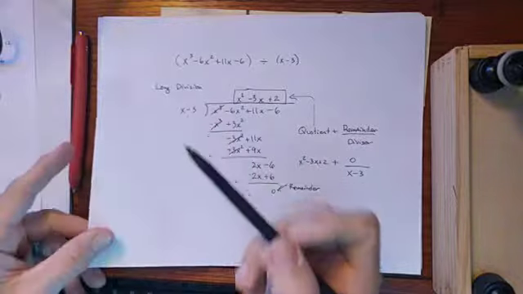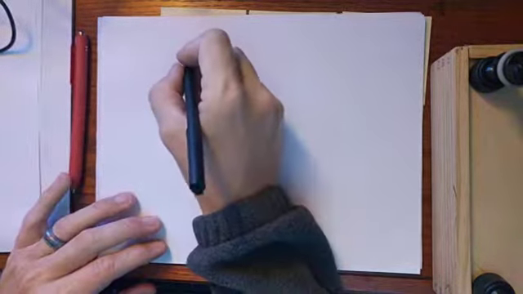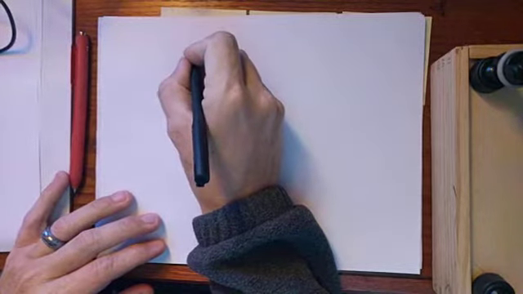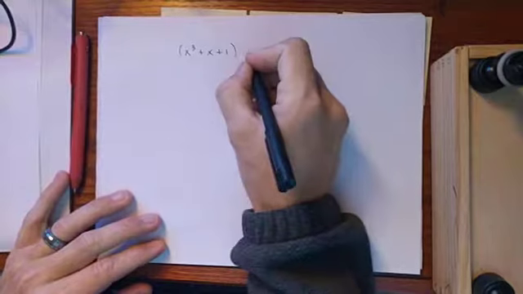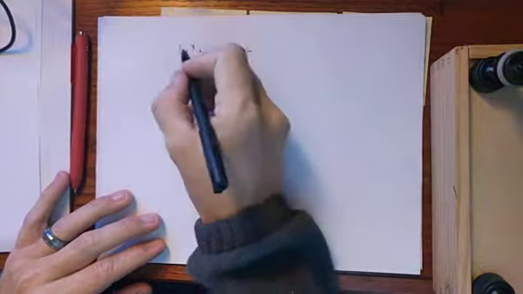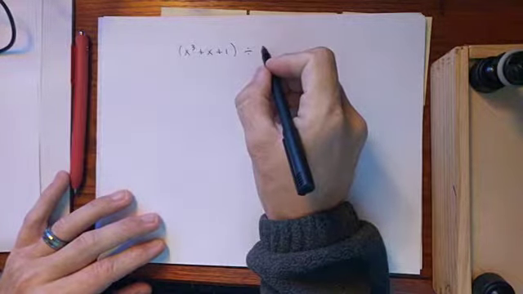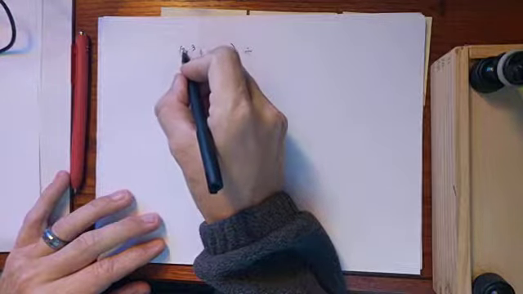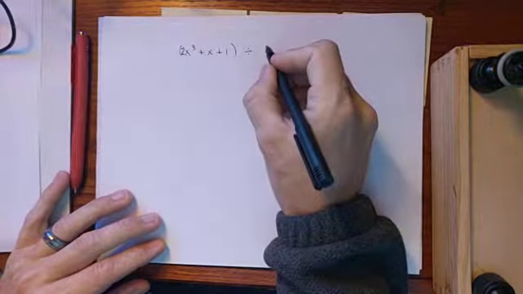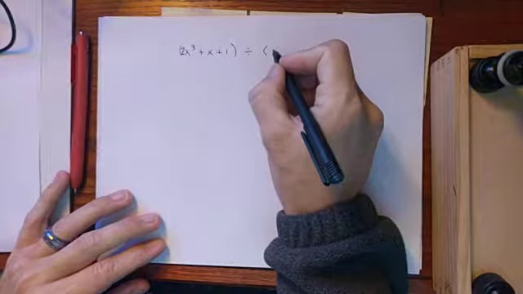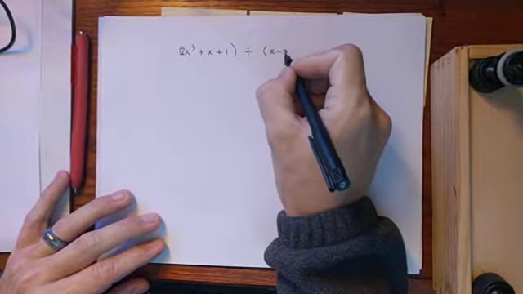But right now what I want to do is another long division example. So let's do this one. Let's say that we have x cubed plus x plus 1 divided by, I'm sorry, yeah, that's right. Let's put a 2 here. 2x cubed plus x plus 1 divided by x minus 3.